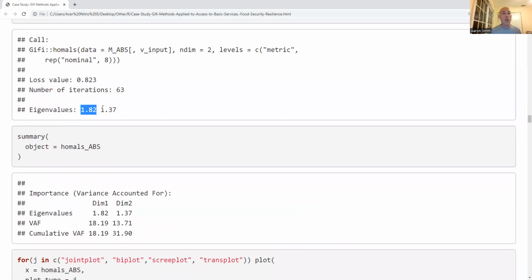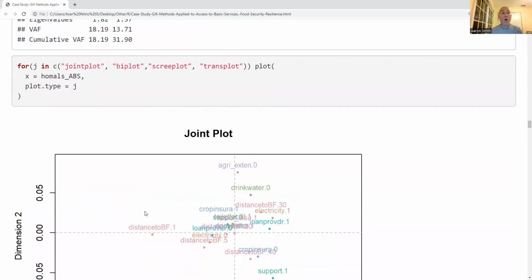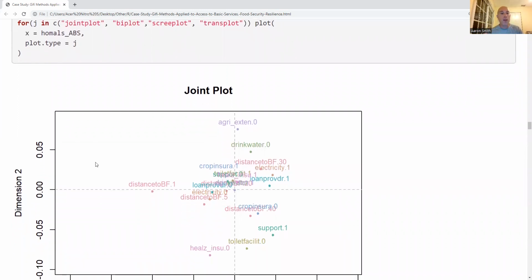Here are the eigenvalues, which connect directly to the amount of variance that's accounted for. And we're going to run through and plot all the plots. We're using the Gifi package, and I'm just going to plot everything, throw it out there. Let's see what we get.